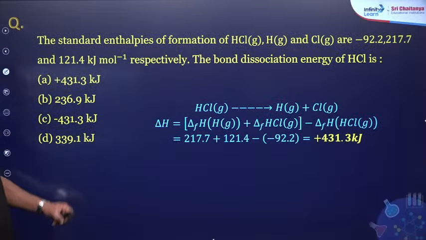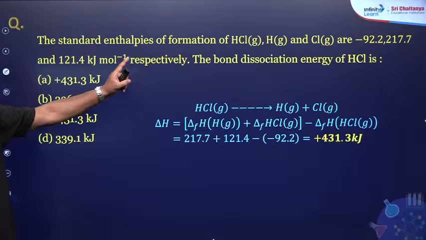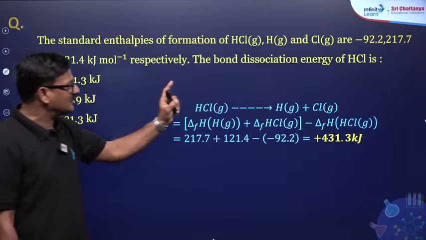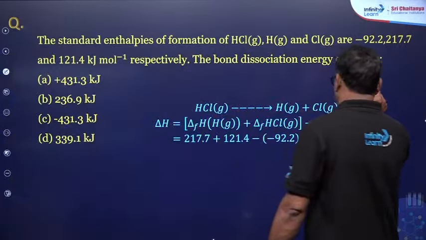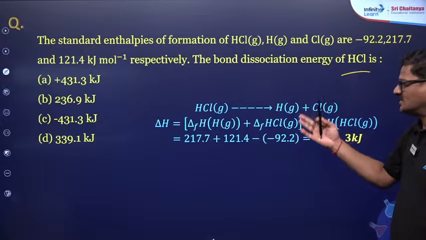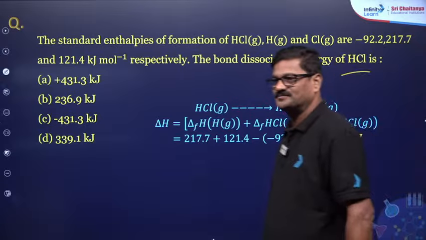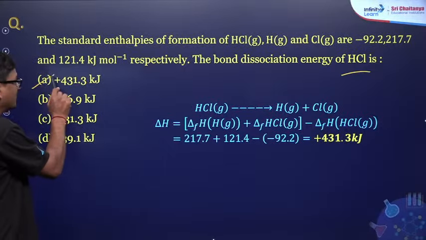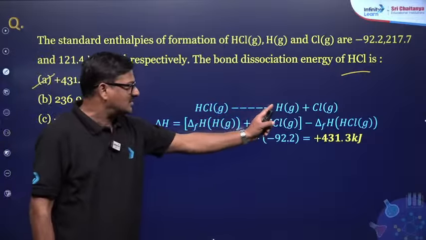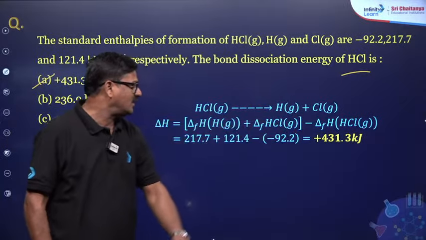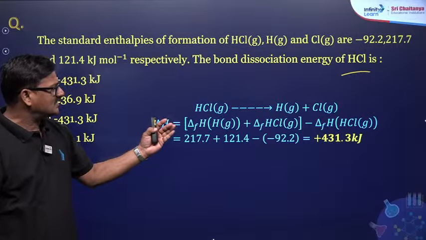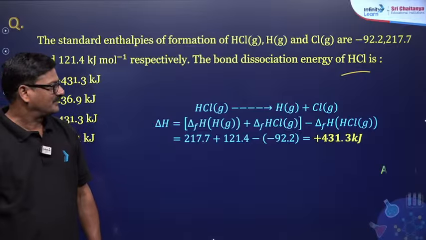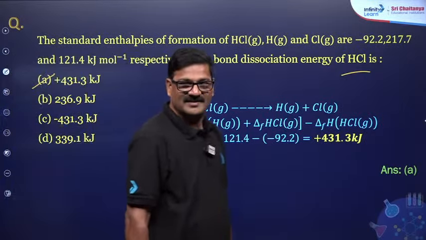Now, the standard enthalpy of formation of HCl from hydrogen and chlorine is given like this, and the bond dissociation energy of HCl is 431. Bond dissociation energy is supposed to be an endothermic process. HCl is converted into hydrogen gas and chlorine gas, and this bond dissociation energy you can directly plug in, and my answer is going to be A. Any doubt, bachcho?